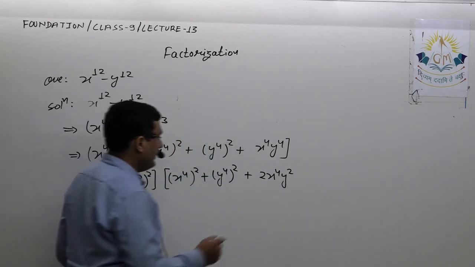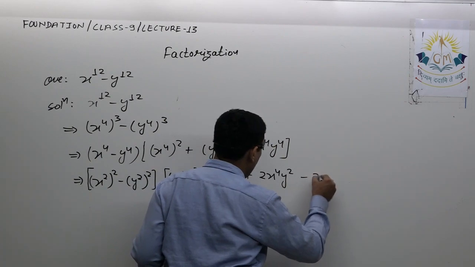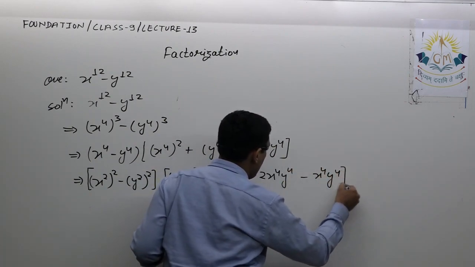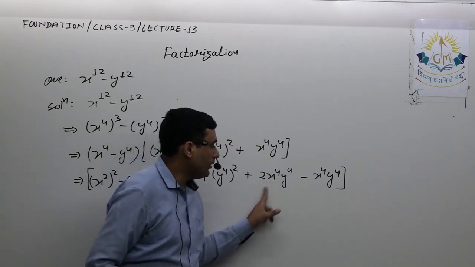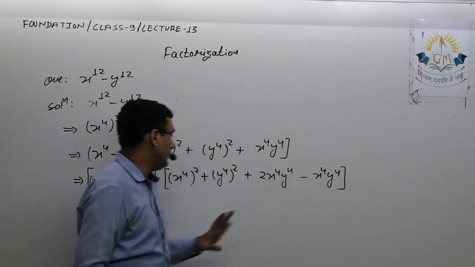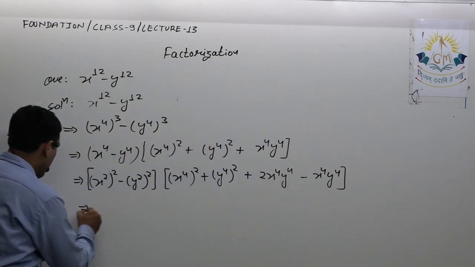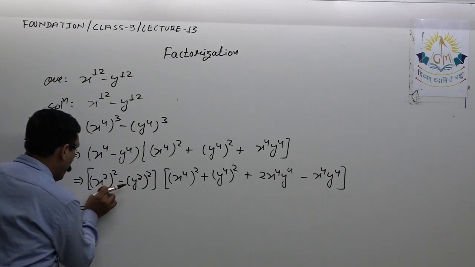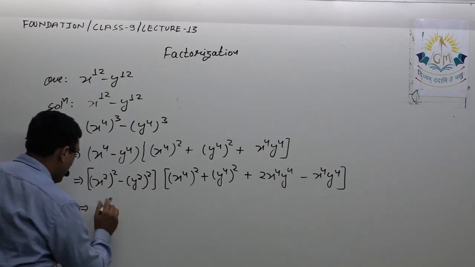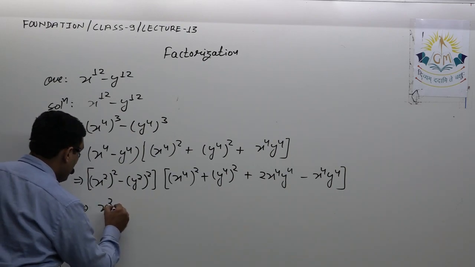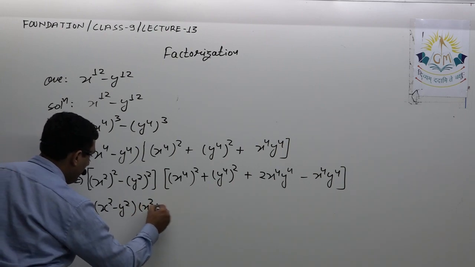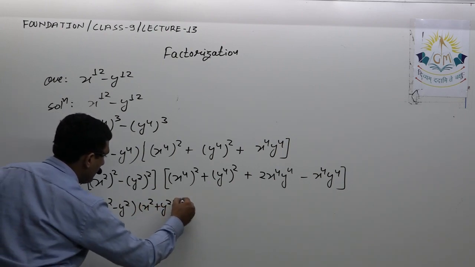So here it should be minus x raised to 4 y raised to 4. 2x raised to 4 y raised to 4 minus x raised to 4 y raised to 4 is the same thing. Here I can find the factors as a minus c. This is a square minus b square. So here I will get the factors a minus b into a plus b.